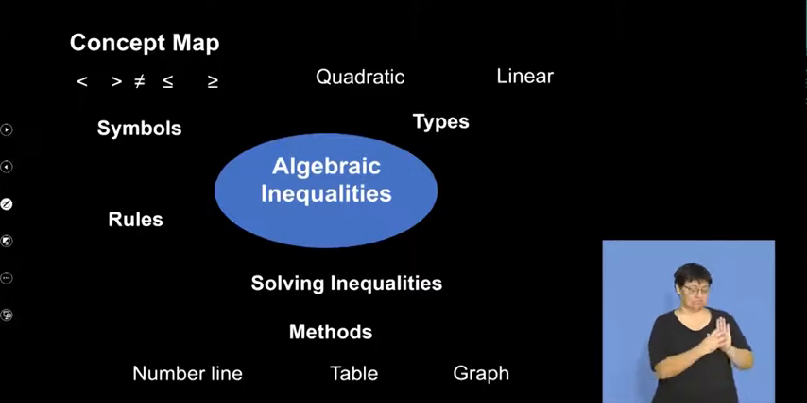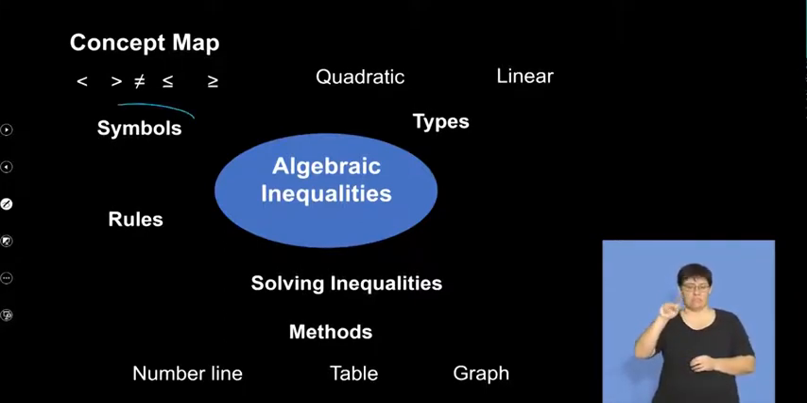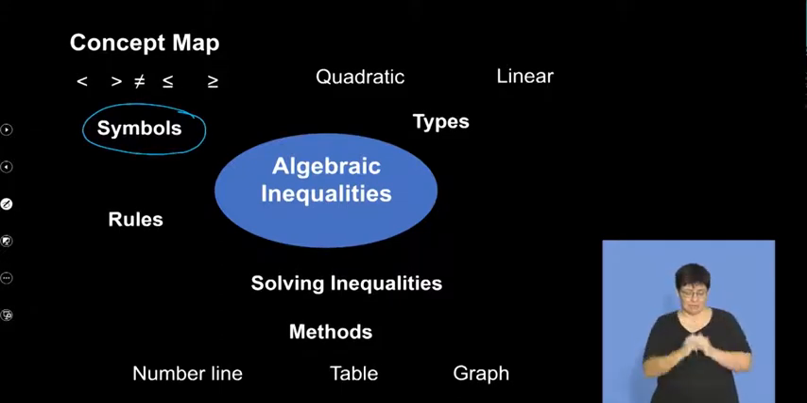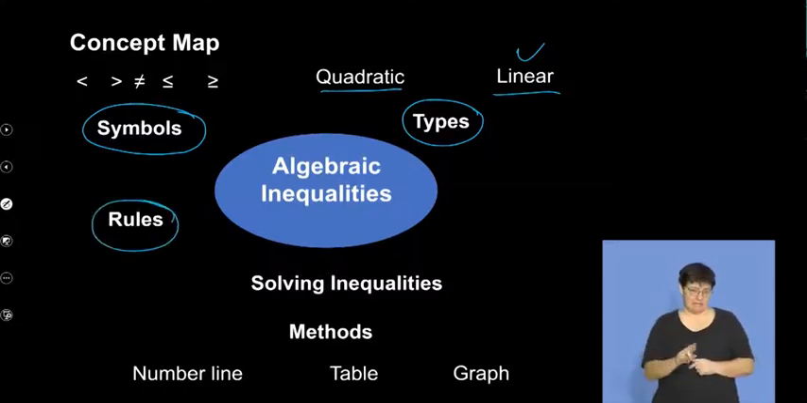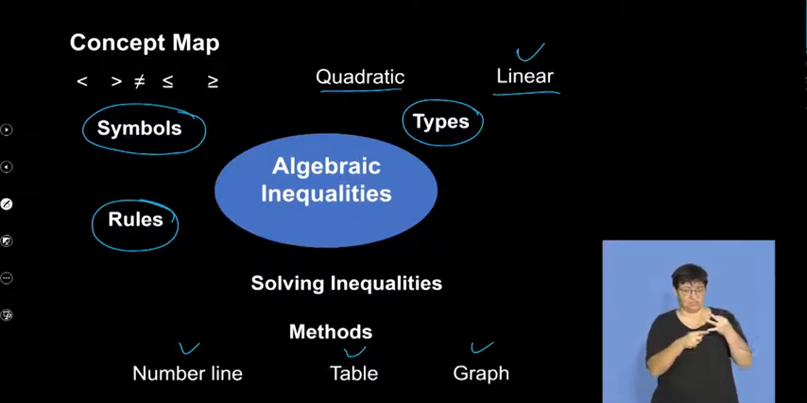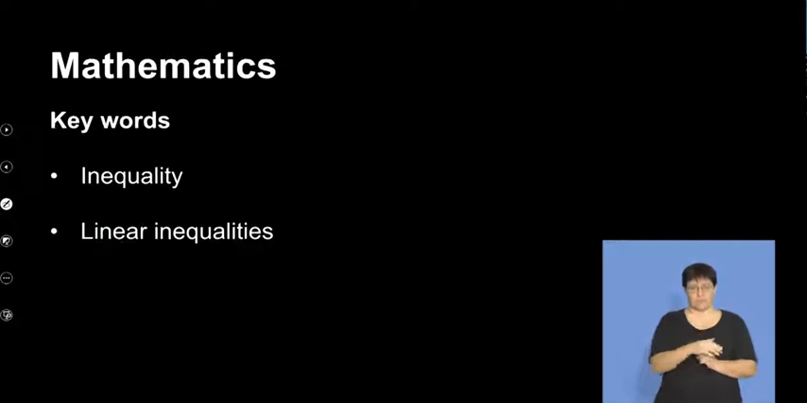Our map for this lesson: we're looking at algebraic inequalities. There are going to be symbols that represent inequalities, and there are types of inequalities, which are the quadratic and the linear, but we're going to start with the linear first. There are some rules that we need to adhere to when we're solving inequalities, and also there are 3 methods that we normally employ, and you can always choose whichever one works best for you.